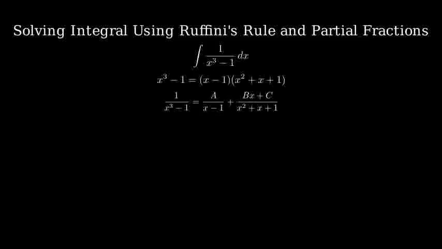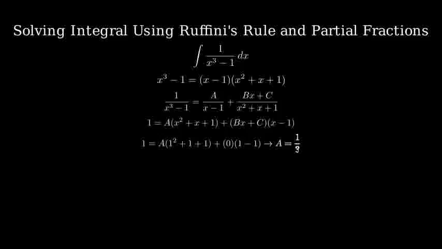We write 1 over x cubed minus 1 as a sum of fractions, a divided by x minus 1 plus bx plus c divided by x squared plus x plus 1. To determine a, b, and c, we multiply the entire equation by the denominator x cubed minus 1 to clear the fractions. This gives us 1 equals a times x squared plus x plus 1 plus bx plus c times x minus 1. By expanding and equating the coefficients, we solve for a, b, and c.